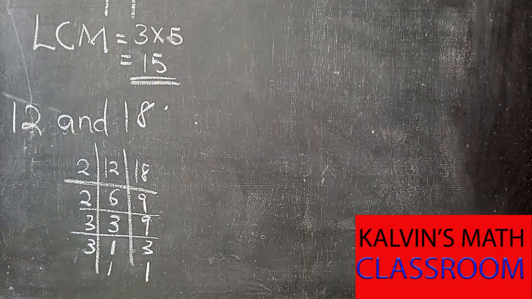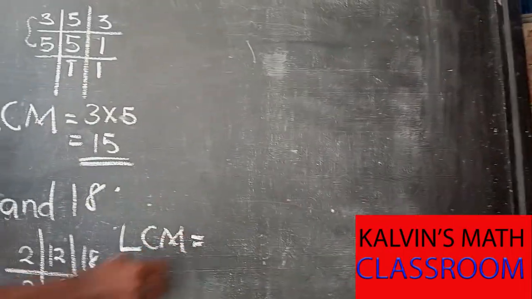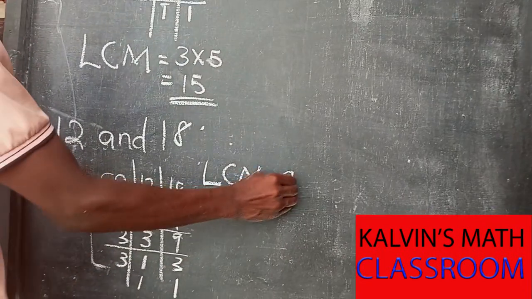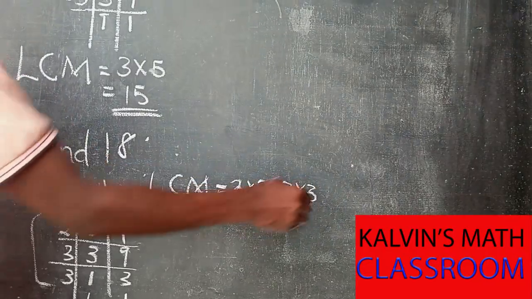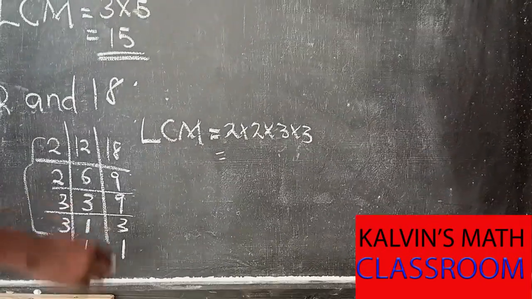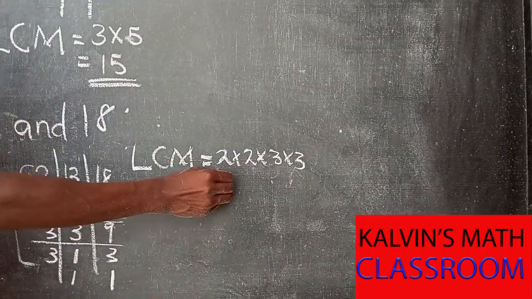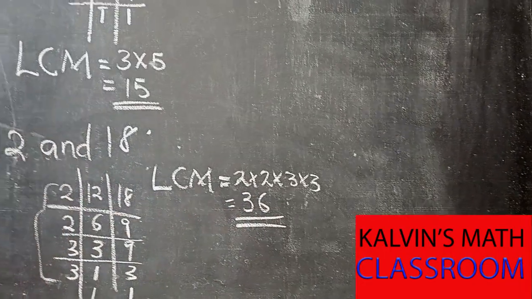Now here, the LCM, we are going to multiply all of these numbers. So this is 2 times 2 times 3 times 3. 2 times 2 is 4, times 3 is 12, times 3 is 36. That is the lowest common multiple.